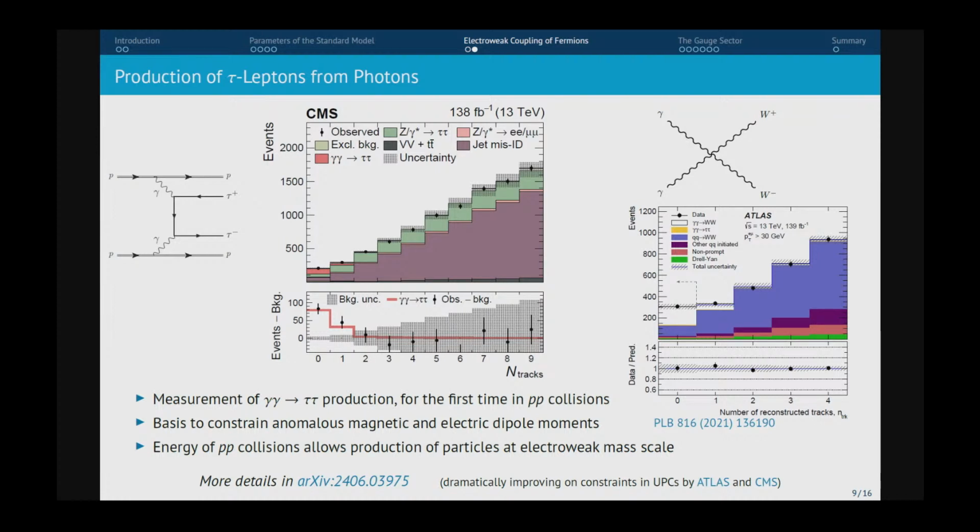And you see the reconstructed charged particles in addition to the decay products of the tau leptons here, with a signal peaking here. This measurement is used to constrain the anomalous magnetic moment of the tau and the electric dipole moment, and it really dramatically improves over previous results in ultraperipheral heavy ion collisions. And the reason is that by using protons, I have a higher accessible photon energy, and this is even enough to produce particles at the electroweak scale, as shown here by ATLAS, who measured the production of 2 W bosons from 2 photons.